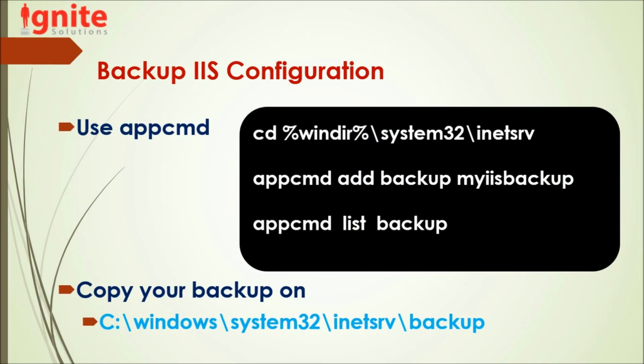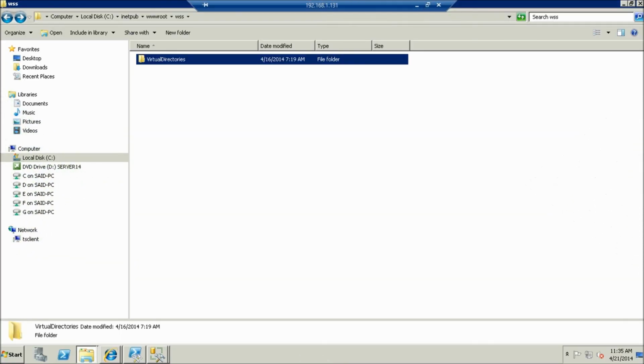Backing up IIS configuration. In IIS 7 there is no graphical interface for backing up configuration, but it is so easy to do so. Let me show you the steps to back up the IIS configuration. Now let me show you how to use your command line to back up your IIS configuration. It is so easy and it's one command.